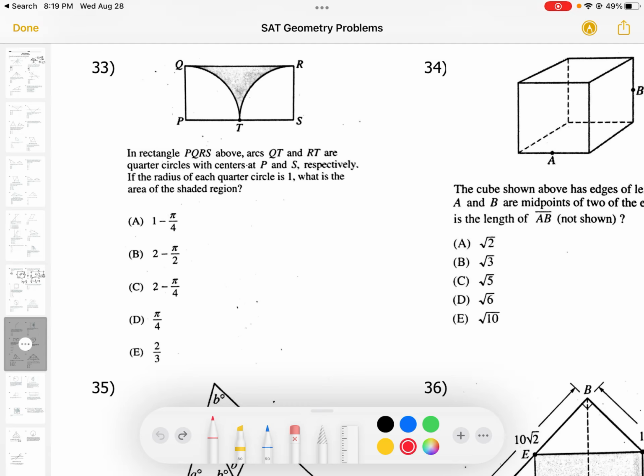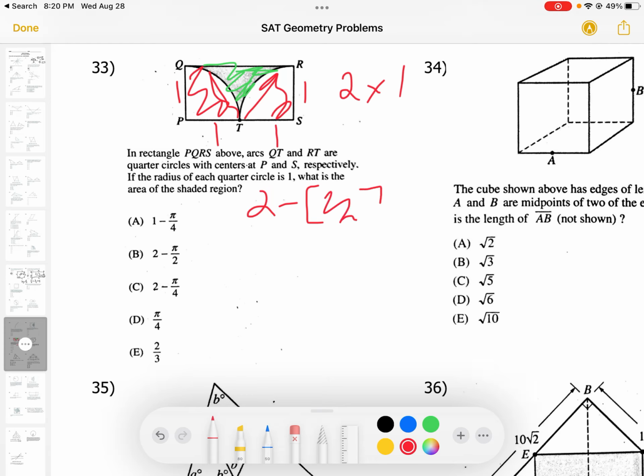Okay, so the radius of each quarter circle is 1. So I'm going to mark all the radii. So that's 1, that's 1, that's 1, and that's 1. So this is a 2 by 1 rectangle, right? And we want to find the area of the shaded region. This is what we want to find. Well, we can do that by subtracting off the area we don't want, this area. So our answer will just be 2 minus whatever the red area is. So let's try and find the red area.